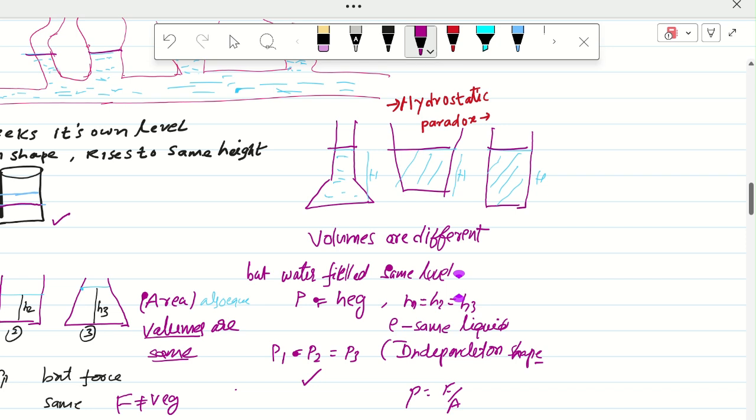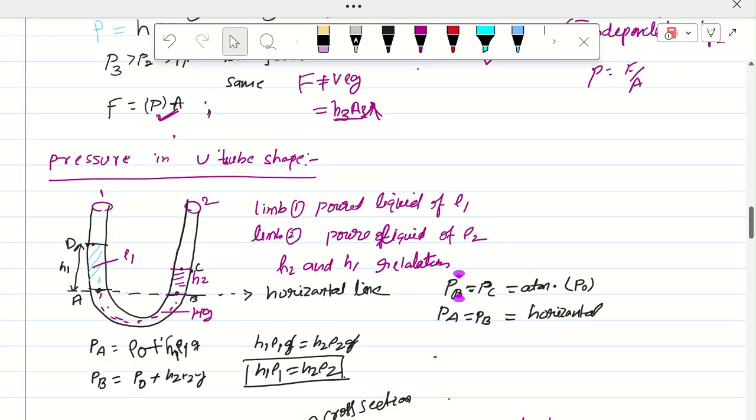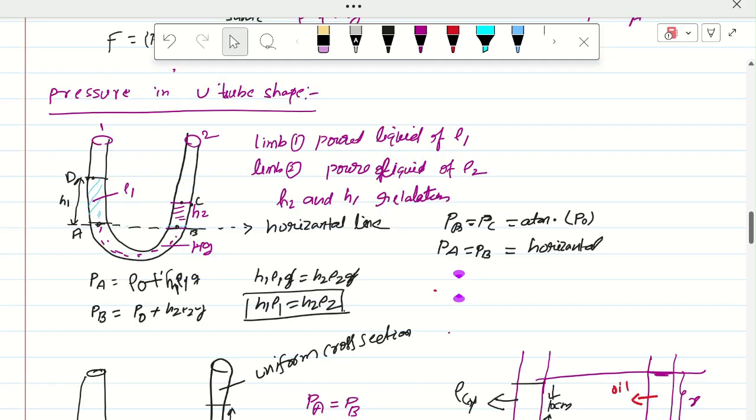This is called the hydrostatic paradox. It means different amounts of liquid apply the same pressure, depending on the shape of the container. That is called the hydraulic paradox. So this is very important.